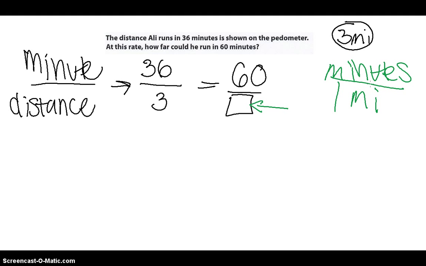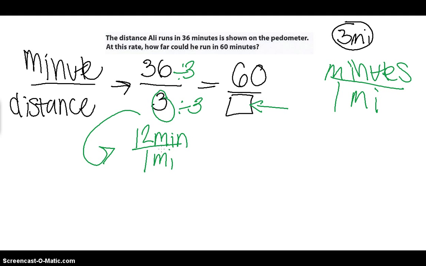So the way I'm going to do this is I want to get a 1 here on the bottom. How can I do that? Well, 3 divided by 3 equals 1. So I'm going to divide by 3. And whatever I do to the top, I must do to the bottom, or vice versa. Whatever I do to the bottom, I must do to the top. So that will give me 12 minutes for 1 mile, and that is my unit rate.